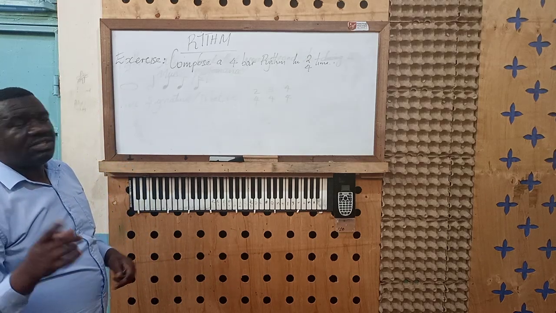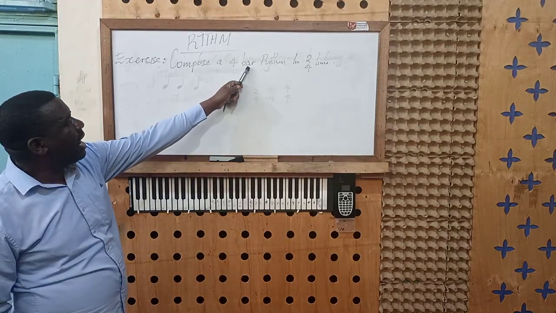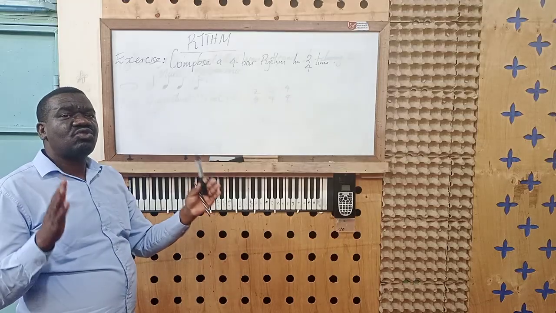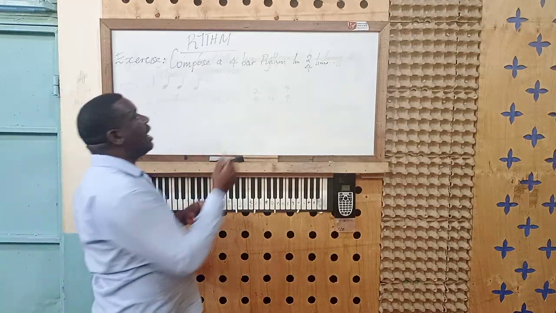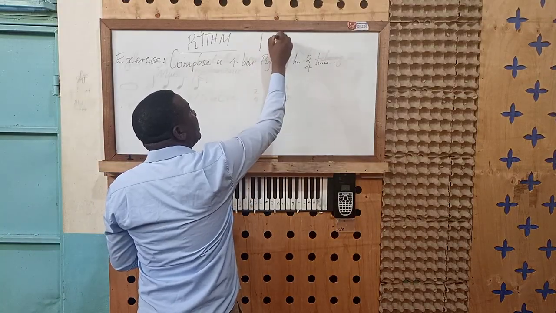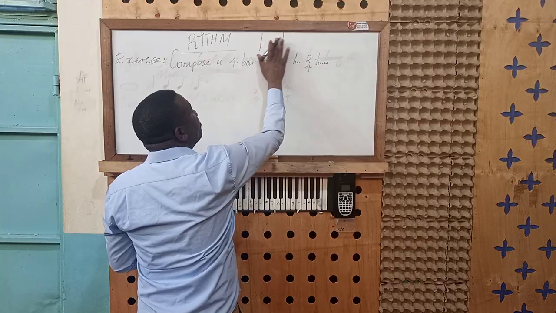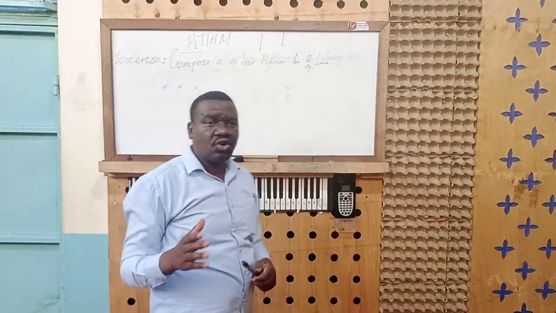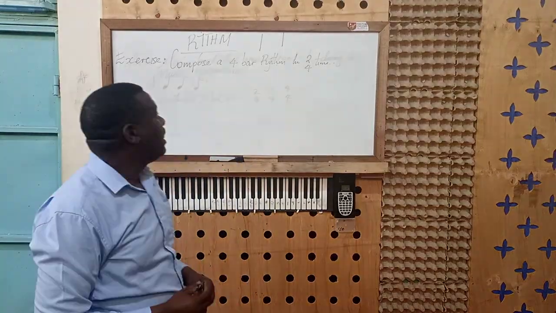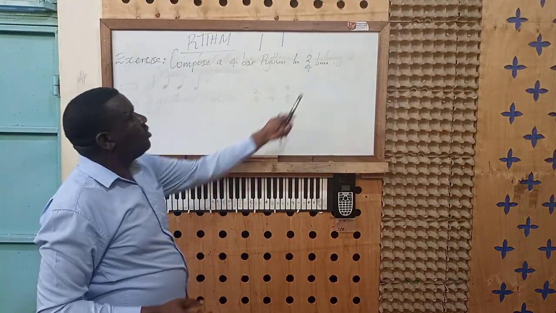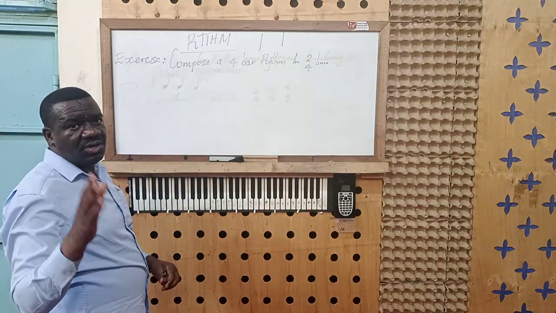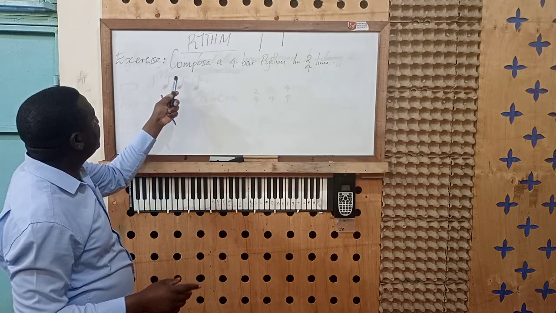There are 2 things that you need to understand here. A bar. What is a bar? We said a bar is the space between 2 bar lines. A bar line and another one. This space is what we call a bar. Now, there is also the time signature. So now, I want to guide you on how to approach this exercise.